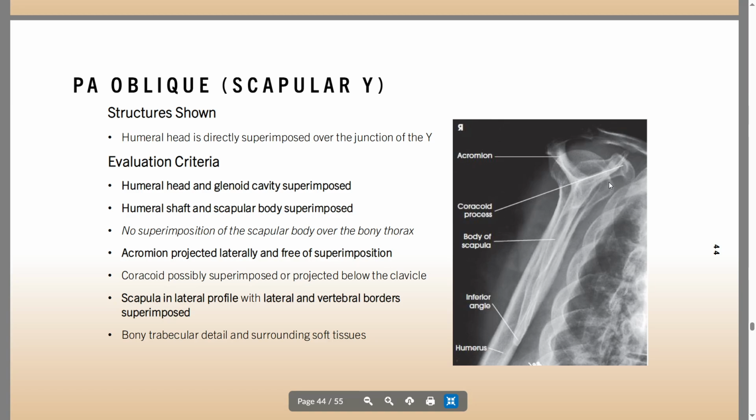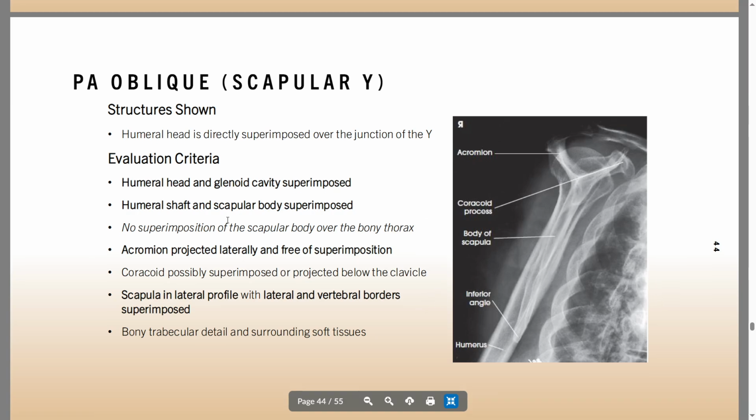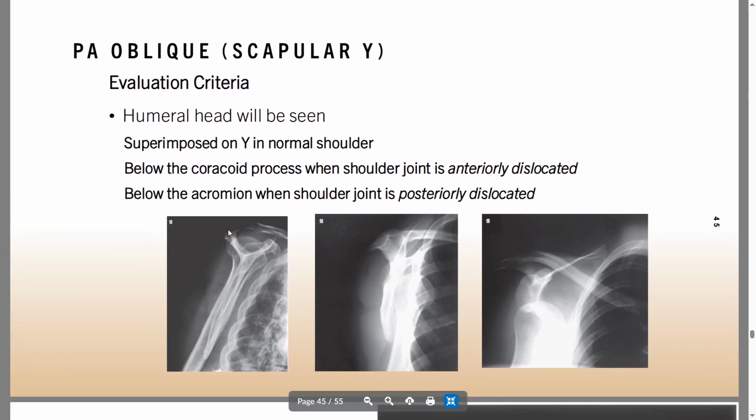So notice that there's a nice big space between the bony thorax, all the ribs, and the scapula itself. They shouldn't be touching if the patient is rotated enough. So down here we can also see shoulders that are anteriorly dislocated, posteriorly dislocated. So we should see nice superimposition. If we don't see that, then that's a good sign either the patient was positioned poorly or they have that dislocation, which is why it's really important to try to position properly for this image in particular.